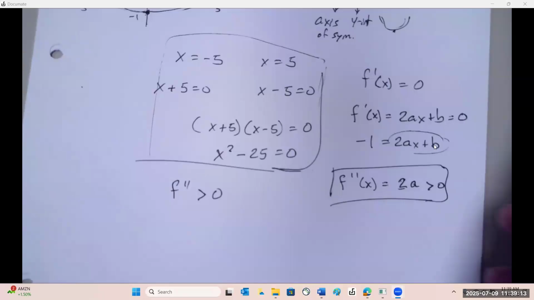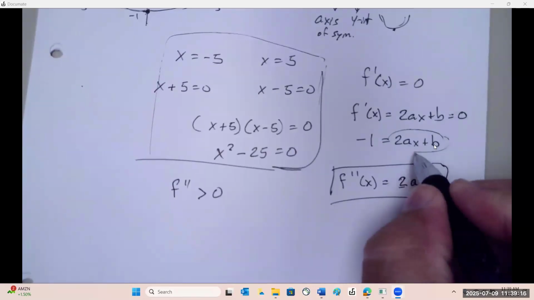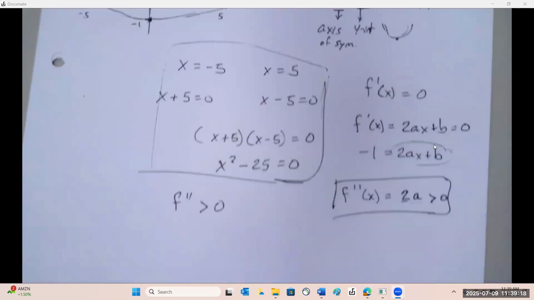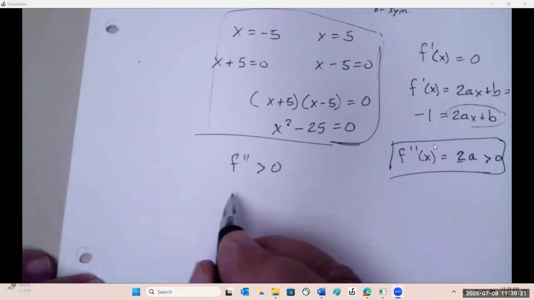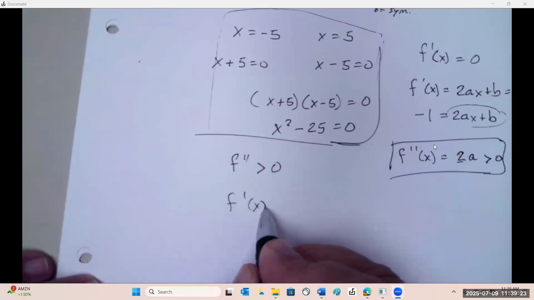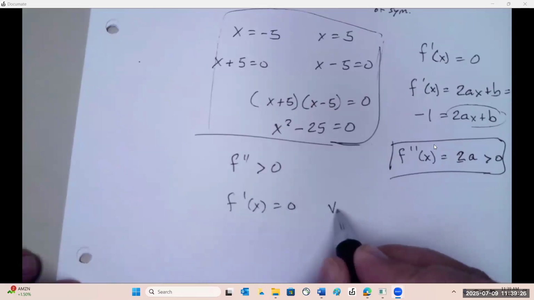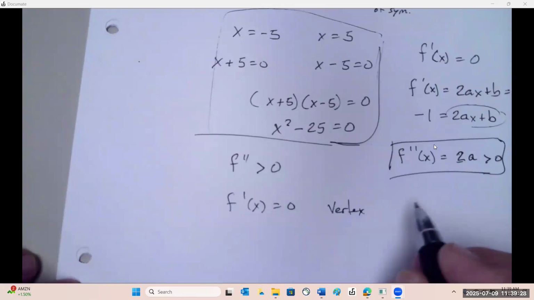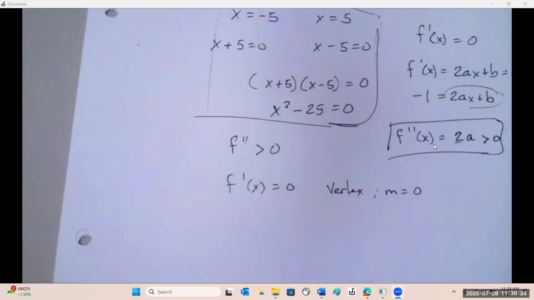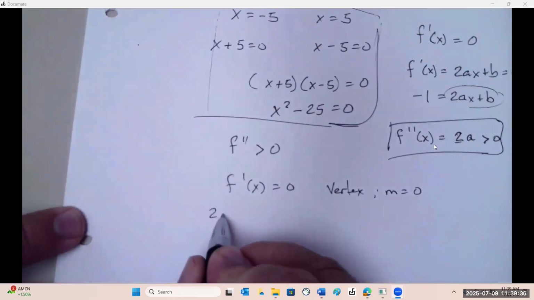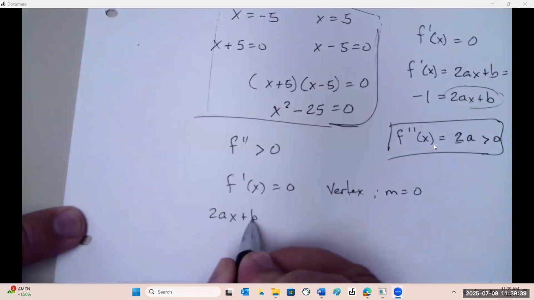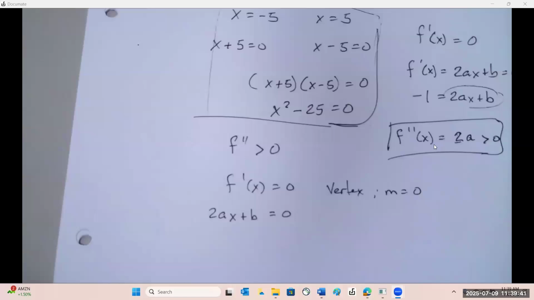What else do we know? Well, hold on. We know the first derivative is equal to 0. That tells us our vertex, where the slope equals 0. And the first derivative is 2ax plus b. We know it's 0. So what else do we know about that?